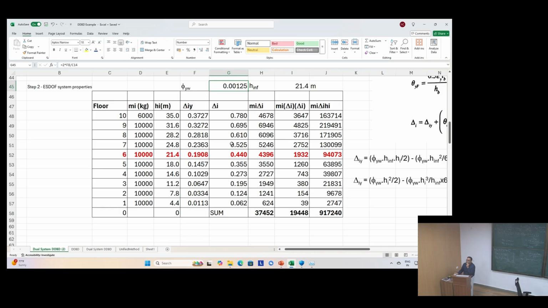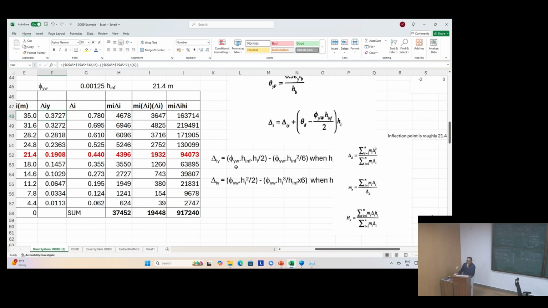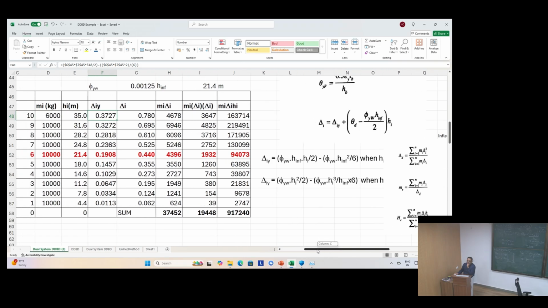What about your delta IY? Delta IY is dependent on your 5YW, I of wall. So it'll change. So it'll have a new shape function. That will change delta I, right? Because your delta IY is changing, your 5YW is changing. Yes.